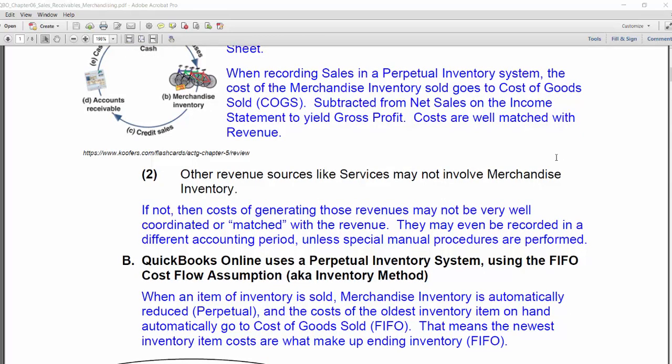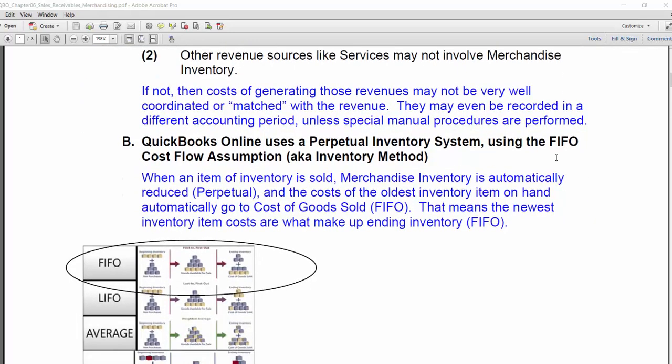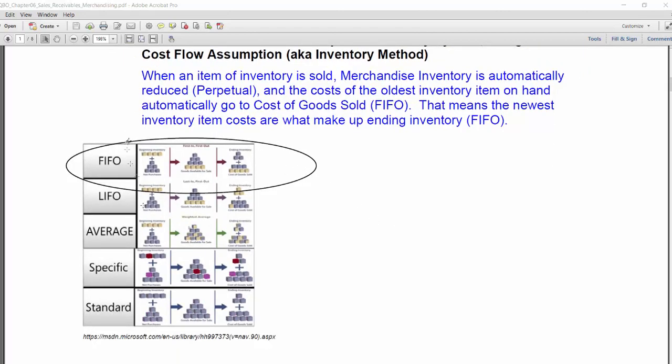QuickBooks Online and QuickBooks Desktop differ because QuickBooks Online uses a FIFO cost flow assumption, or inventory method. Both of them, of course, use a perpetual inventory system. In a perpetual inventory system, when you sell an item of merchandise, the merchandise inventory is automatically reduced and the cost of the oldest inventory item on hand goes to cost of goods sold. This is the FIFO cost flow assumption. So what's left in your ending inventory is the newest items, or the most recent. So those costs make up your ending inventory, like in this example shown here.